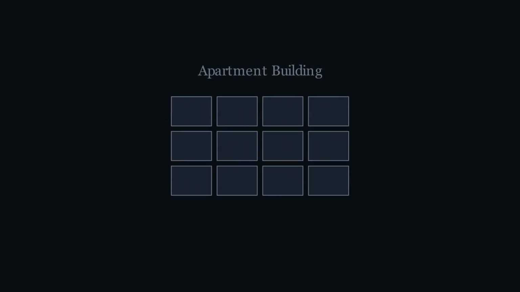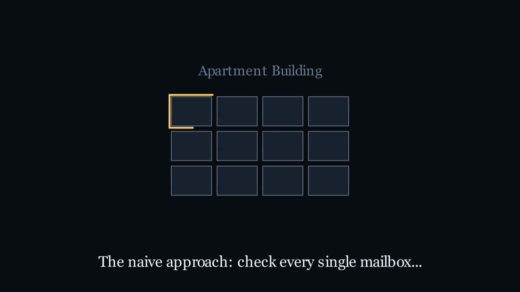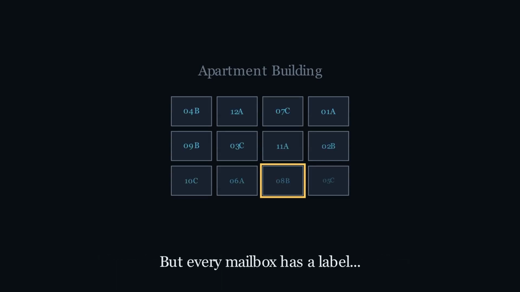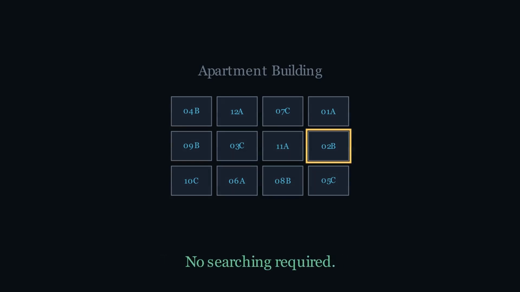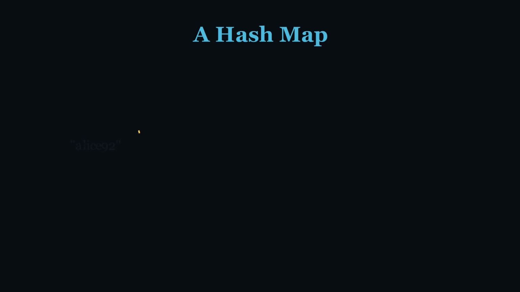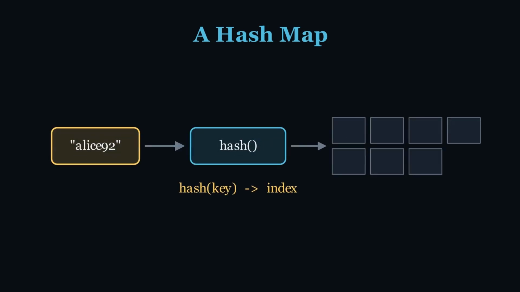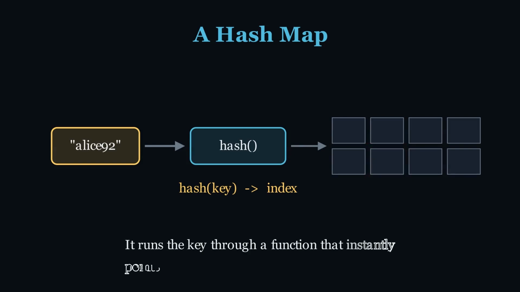Suppose you're the mail carrier for a large apartment building, and you need to deliver a letter to a specific tenant. The naive approach, check every single mailbox until you find the right name. But of course, that's not how it actually works. Every mailbox has a label, and that label tells you exactly where to go. No searching required.